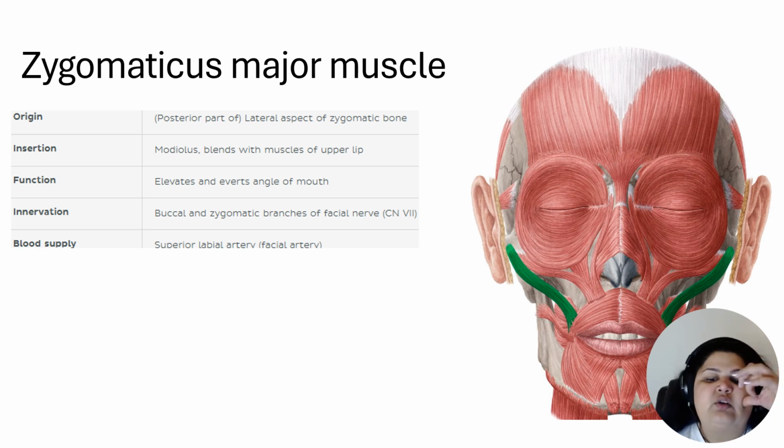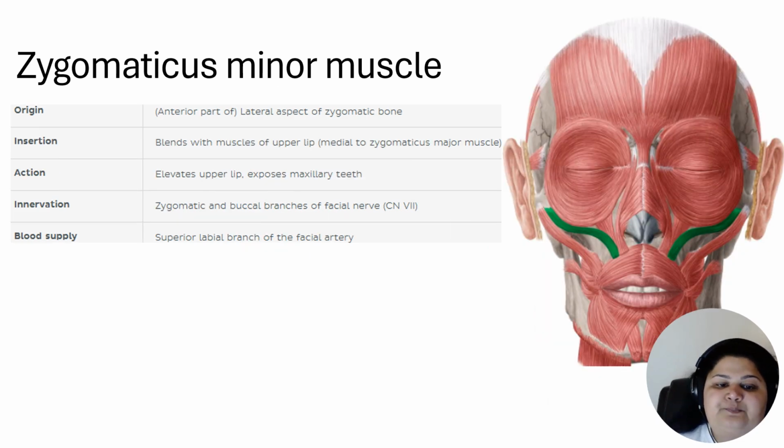So what are we doing? We're using a major muscle to do it, and usually it's done for opening the mouth wide open, like that. Innervation: buccal and zygomatic branches of facial nerve CN7. Blood supply: superior labial artery, facial artery. So its blood supplier is facial artery.